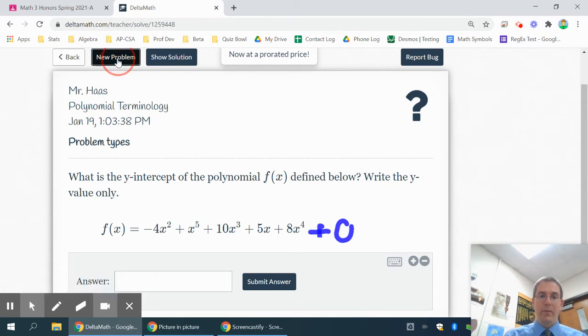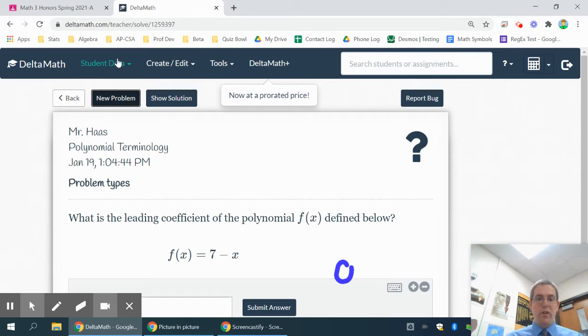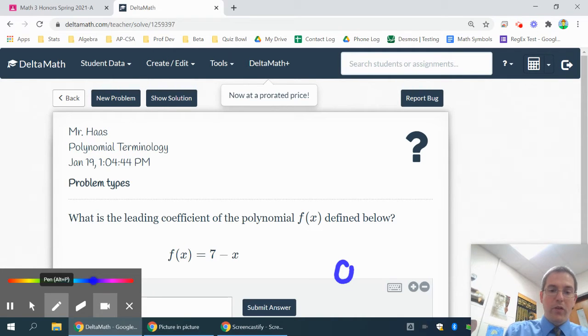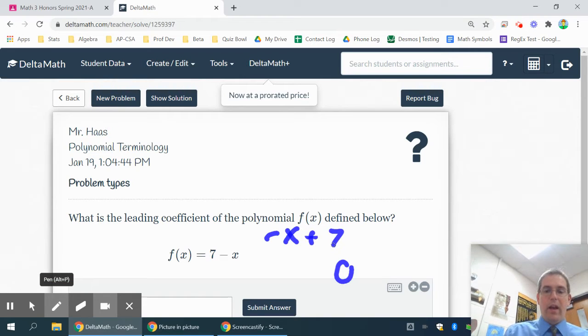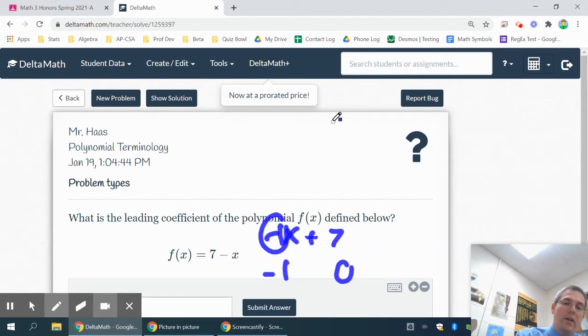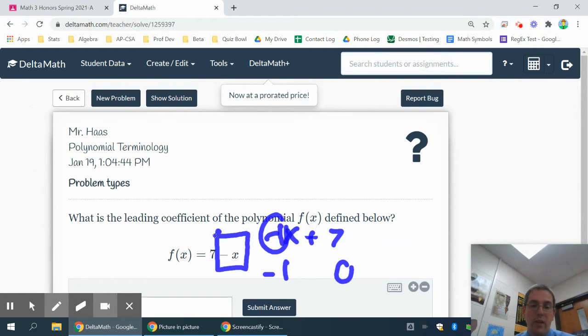We'll go ahead and try another one. Lots of different terms. Leading coefficient is, if you wrote it in standard form, what is the number that would come in front? So when you write this in standard form, it would be negative x plus 7. And negative x, that's an understood -1. So that's your leading coefficient. -1 would be your leading coefficient on this one. Now, you can take a shortcut here by just looking for the term with the highest degree, which is this negative x, which would be written in front if you wrote it in standard form. And then that would also give you the -1 that way.